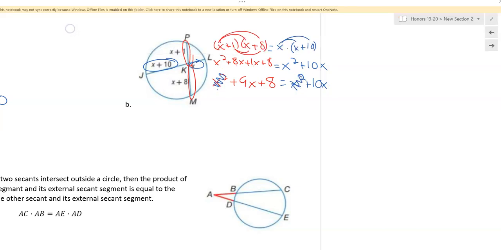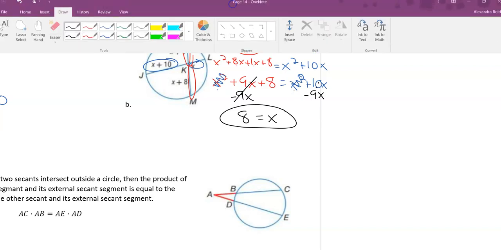Then I'm just solving. I'm going to subtract 9x from both sides. Right? I always find the bigger one and subtract the smaller one. The x squared goes away. I'm left with 8 equals, well, 10x minus 9x is just 1x. Okay, so remember, if there's x squareds on both sides, they go away. Nice and easy.